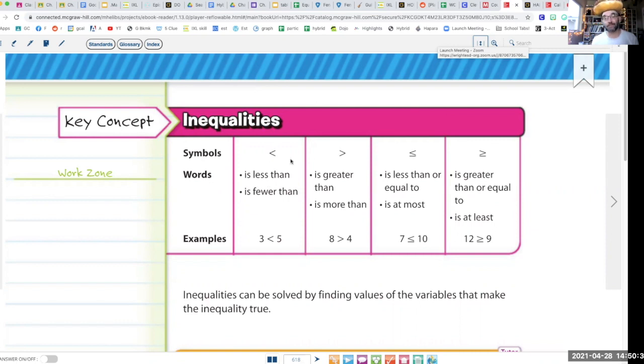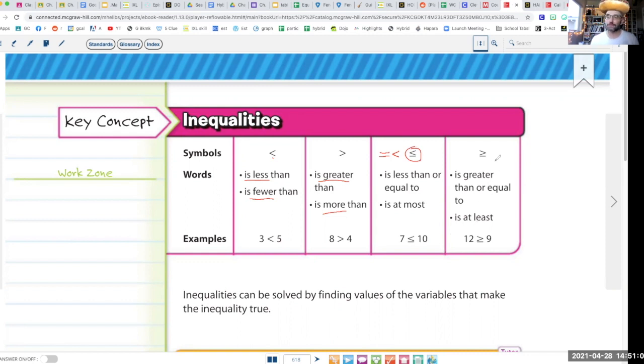lesson and for the next several lessons. This is less than, which could also mean fewer than. This is greater than or more than, it means the same thing. This one, because it has that line, it means less than or equal to, and this is greater than or equal to. And you could see that this looks sort of like it's a cross between an equal sign and a less than sign, right? If they smash together, you get this. Same with this is greater than or equal to.